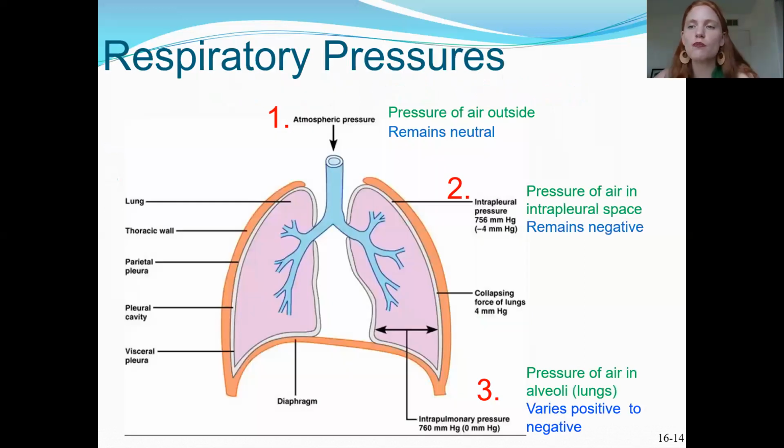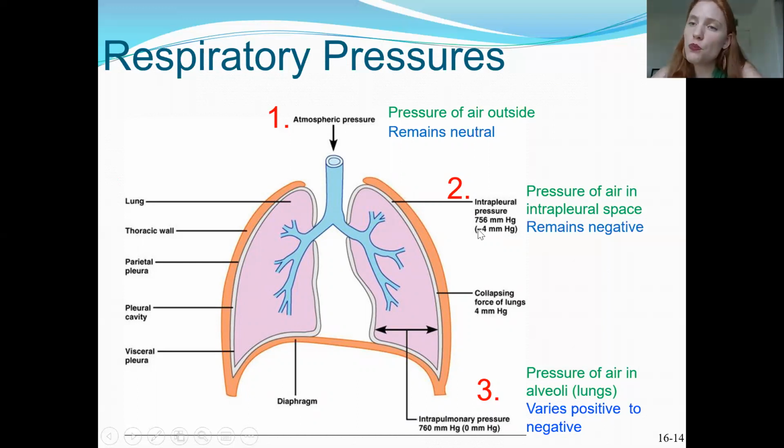Okay? So let's talk about the particular pressures that we're going to talk about. When you look at the lungs, there are three different pressures that you can look at. You can look at atmospheric pressure, that's just the total pressure of the molecules outside of you. Then you have the intrapulmonary pressure. Intra means inside. So the intrapulmonary pressure is the pressure inside of the lungs. Okay, so inside.